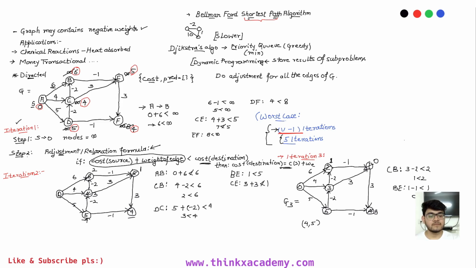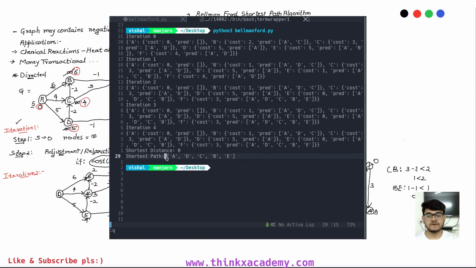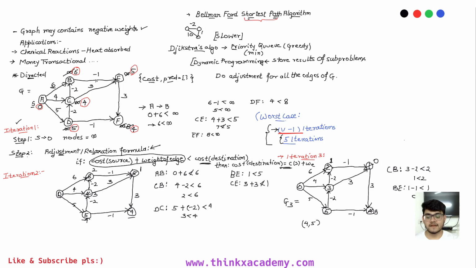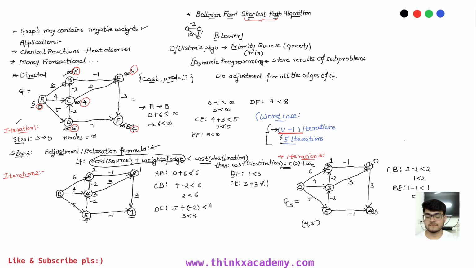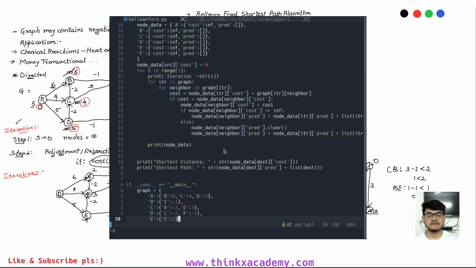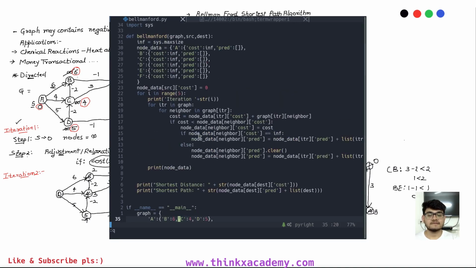The shortest distance from A to E is 0, but how are we going to reach that? The answer is here. Shortest path says that the path is from A to D to C to B to E, right? So let's take a look at this one here. A to D is a distance of 5, which is correct. Then from D to C, the distance is -2, so the total distance is 3. Then from C to B, 3 minus 2 is 1. And then finally from B to E, so 1 minus 1, which is 0. So this is a very interesting program, and this is what I've actually written here.